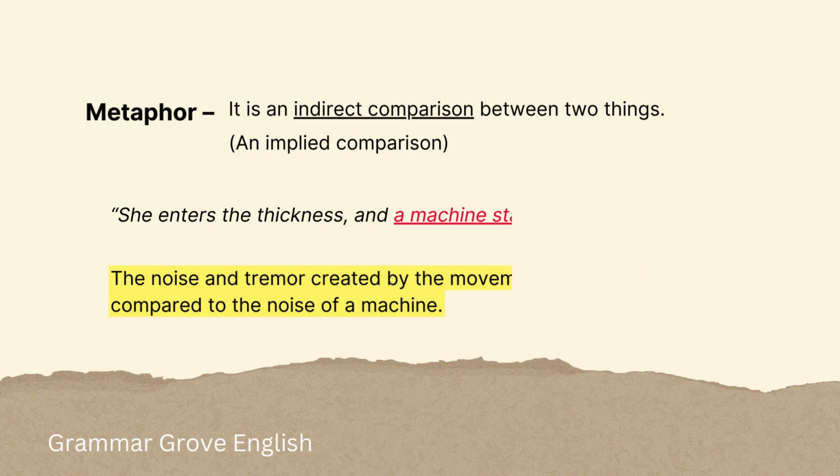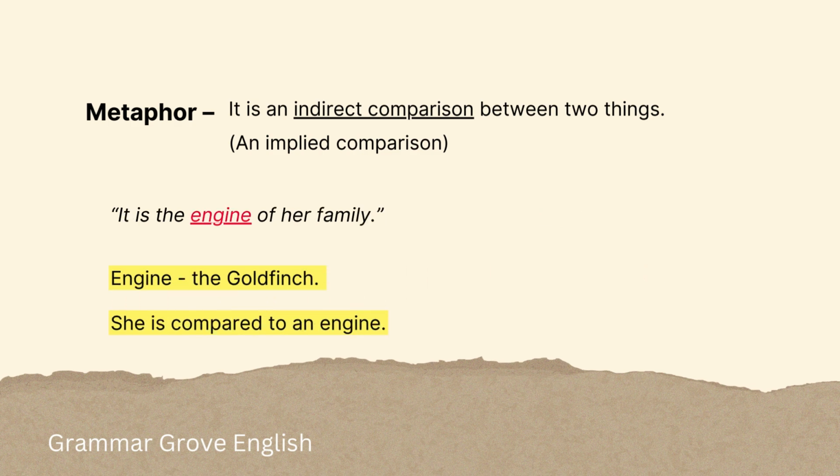Next, another metaphor is, "it is the engine of our family." Who is the engine of our family? The goldfinch bird. A goldfinch doesn't have any physical similarity with an engine, but it is an inward comparison. It is an indirect comparison. The bird is compared to an engine as she is the provider of her family, because a machine cannot work without an engine, and in the same way, her family, her babies cannot survive without the goldfinch. The way she feeds her baby birds makes us feel as if she is the engine of the machine.